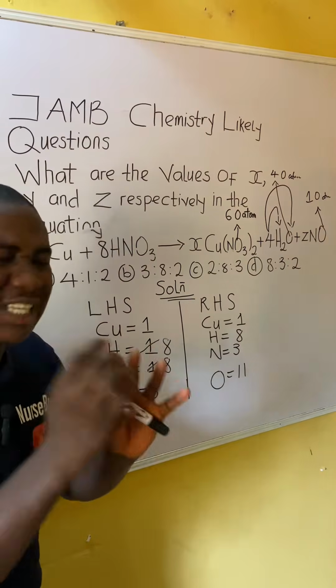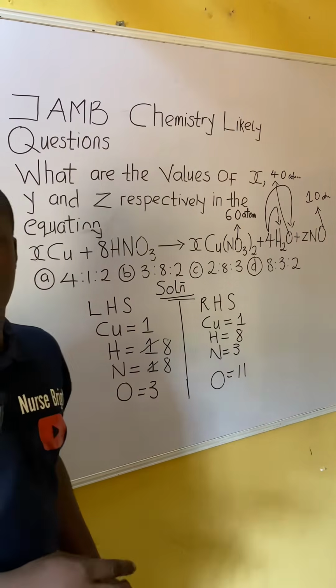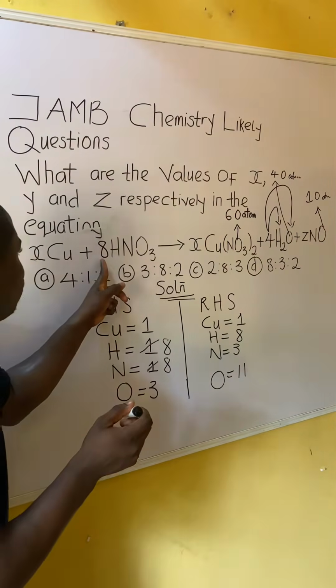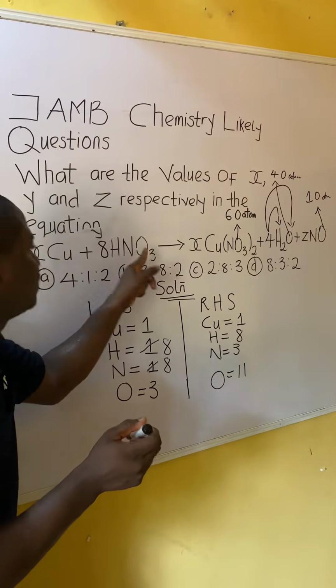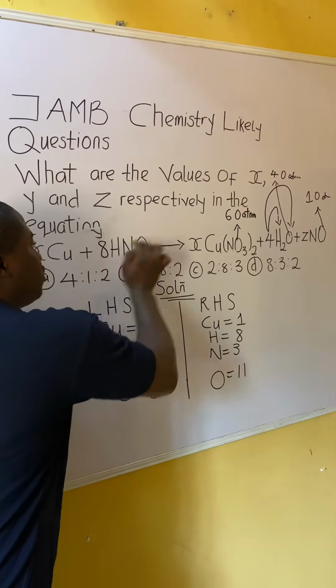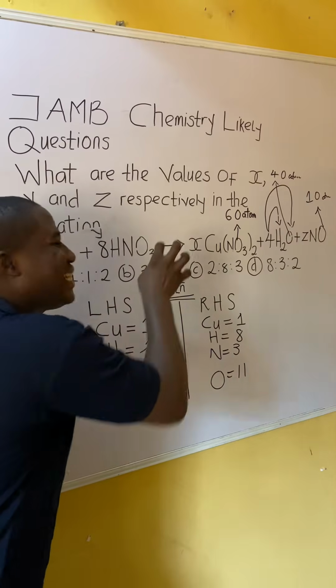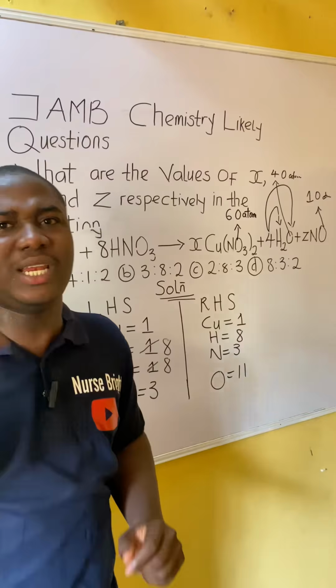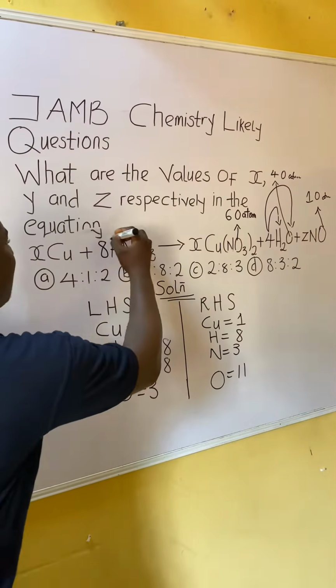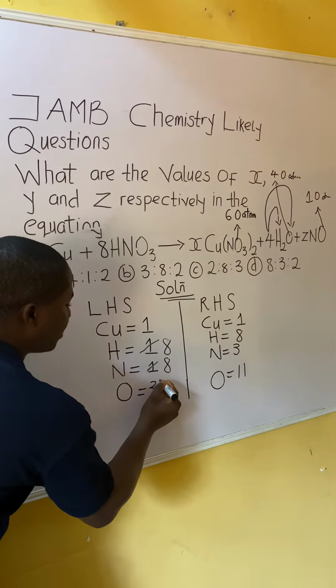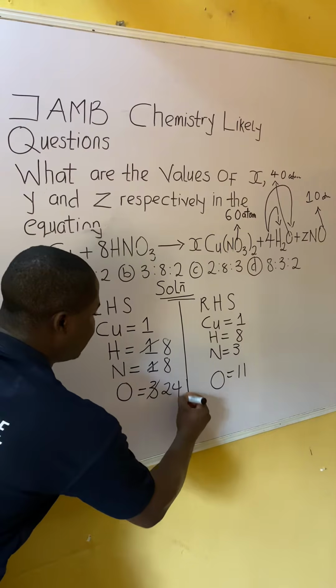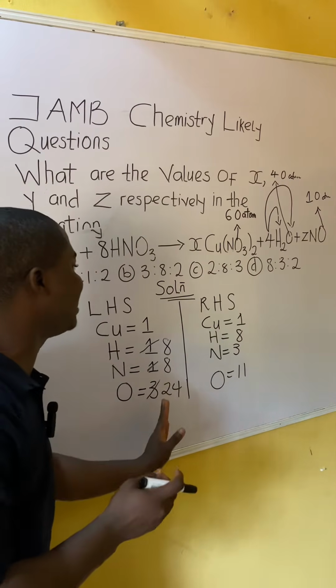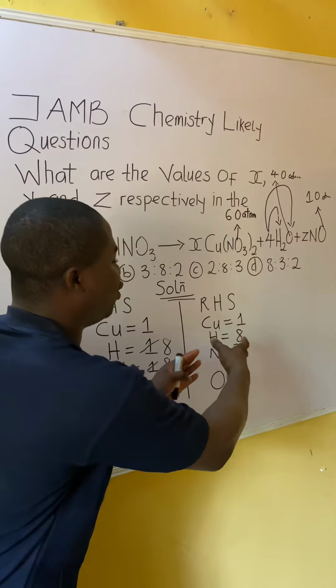So let's check for oxygen because this 8 has affected it as well. Do you understand? If nothing was here, it's going to be just 8 oxygen. But now there's 3. So 8 times 3, what is that? That is 24 oxygen atoms. Are you there? So here becomes 24. So this place that was 3, I'm going to cancel it to put what? 24. So if you observe, me doing this now, I've made this other side to be lesser.